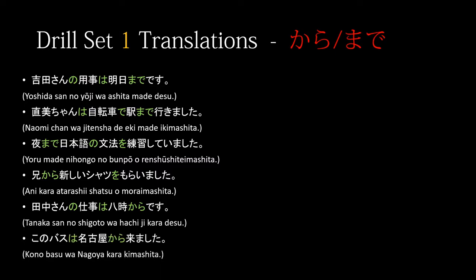And our final sentence. Kono basu wa Nagoya kara kimashita. A simple usage. With wa we have established the topic of our sentence, and after that with kara we have shown from where that bus in this case has come. It is the point from which it came, and that is Nagoya. So this is our first drill set.